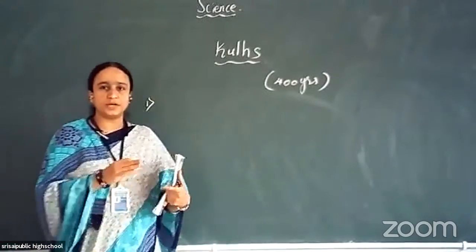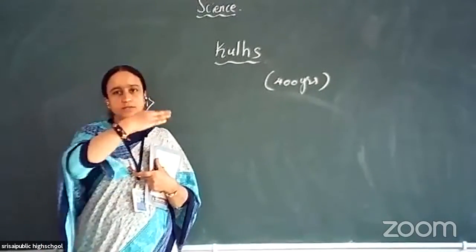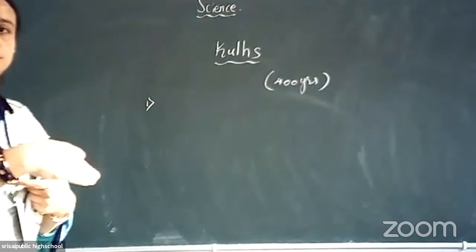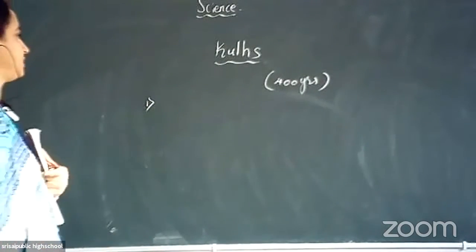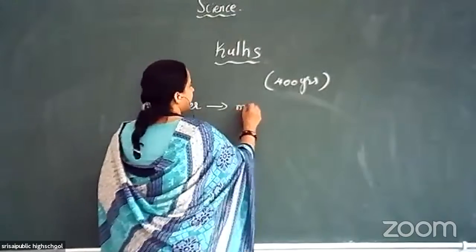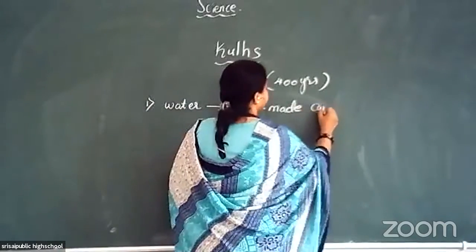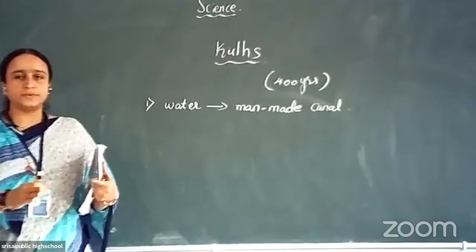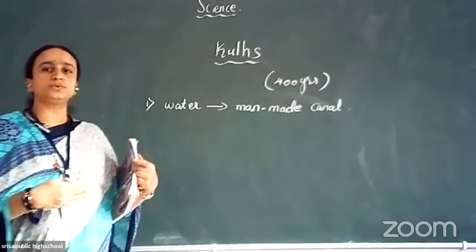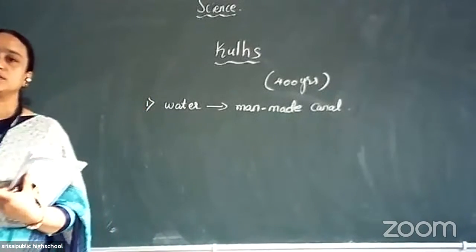Whatever water was flowing in the streams, downstream, it was flowing naturally due to the rain and all. That water was made to turn and made to flow through man-made canals. They turned the direction of the water and made it flow through the canals which were prepared by human beings. This was the thing that was done in the Kul.